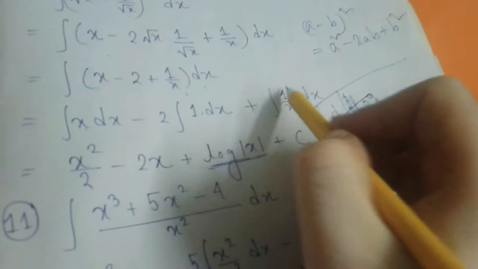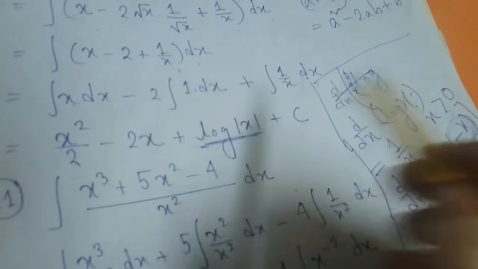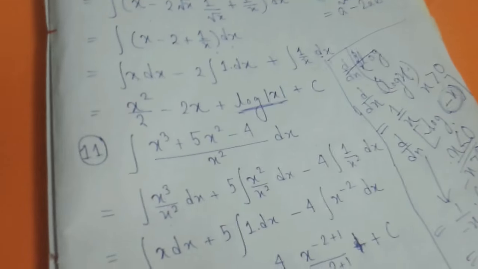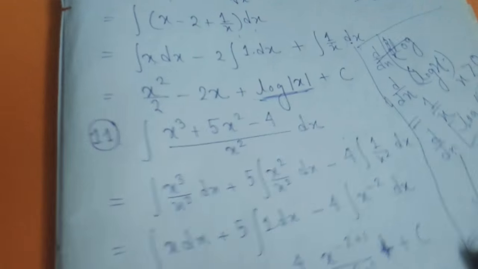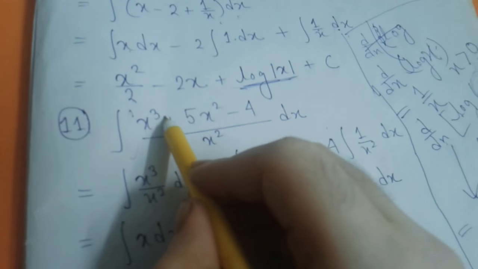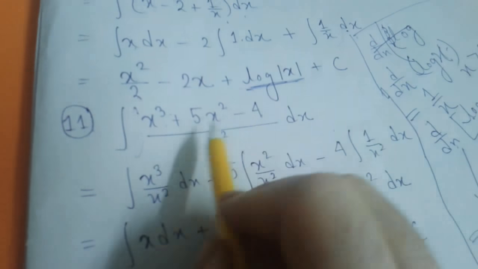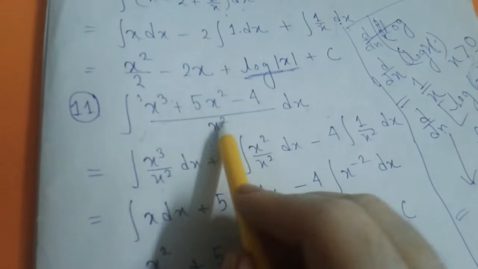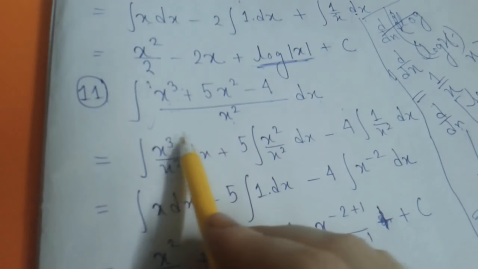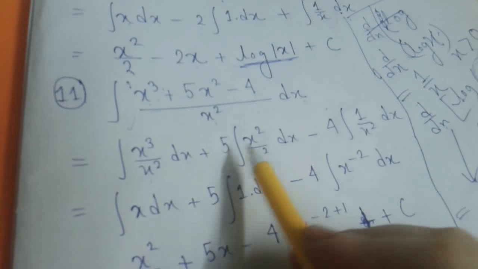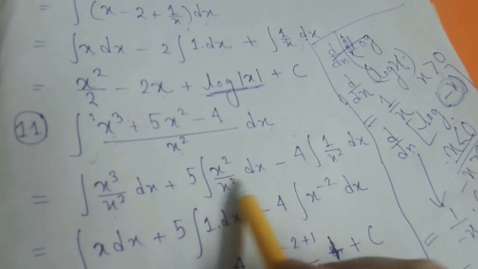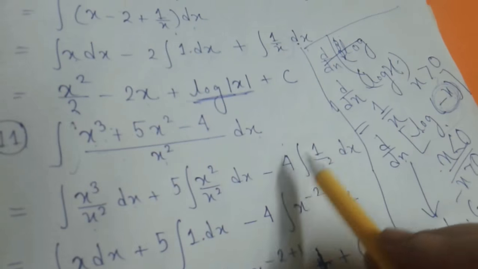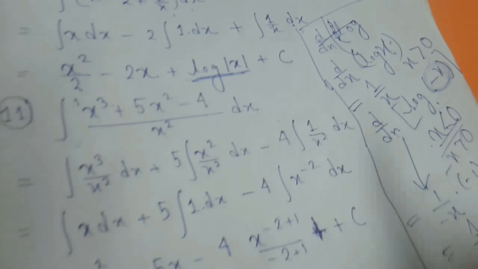That's why the integration of 1 by x is log mod x. Now problem number 11, integration of x cube plus 5x square minus 4 divided by x square into dx. Divide it, equals to integration of x cube by x square into dx plus 5 into integration of x square divided by x square into dx minus 4 into integration of 1 by x square into dx.